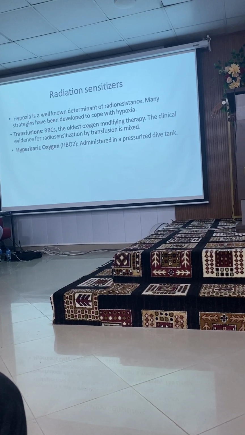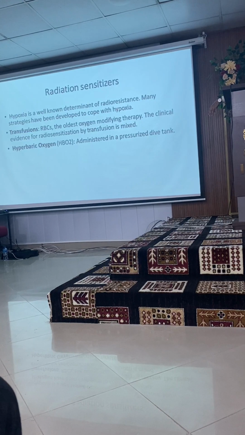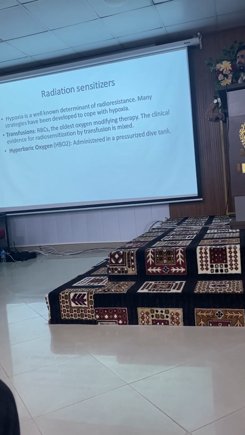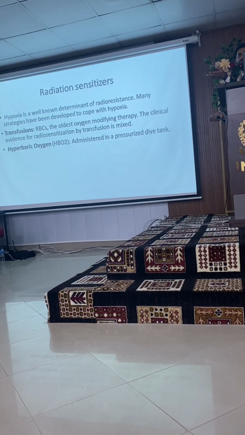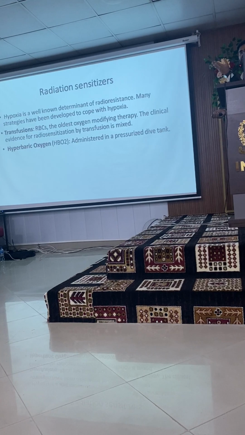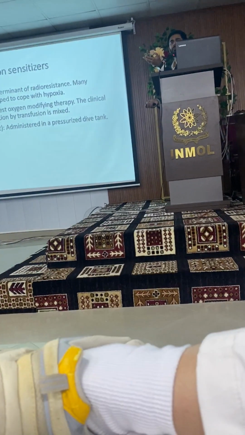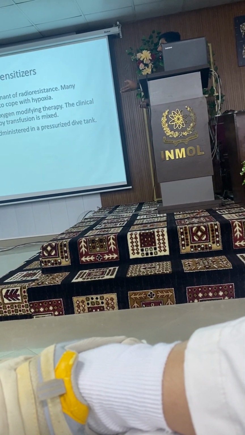Next, going on to radiation sensitizers. Hypoxia is a well-known determinant of radioresistance, and many strategies have been developed to cope with hypoxia. An easy way to think about this is that viral and bacterial cells obviously don't use oxygen, and their D naught is very high. A viral cell has a D naught of 1500 Gy, so there might be something going on with oxygen, hypoxia and cell kill.